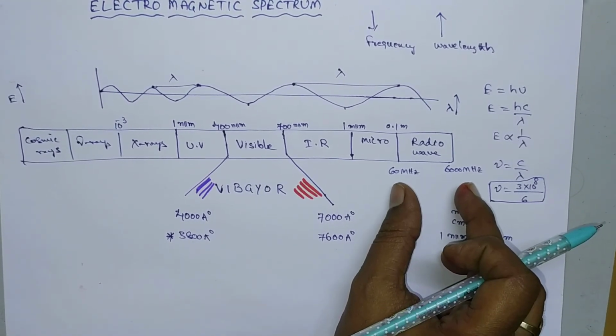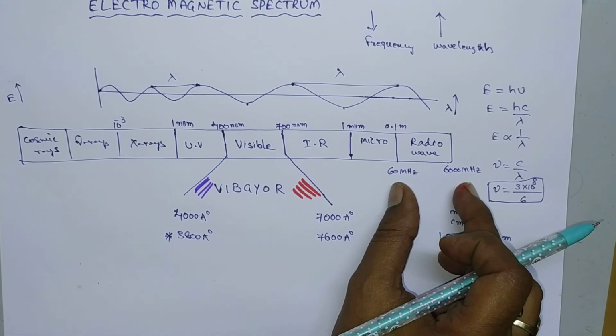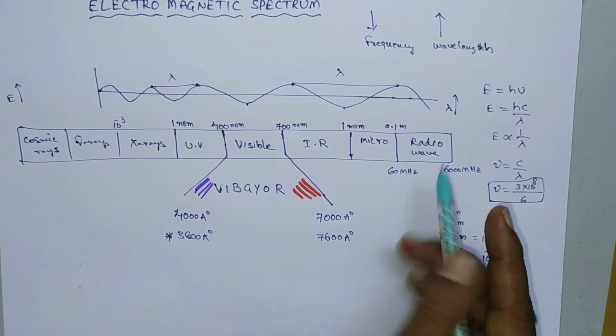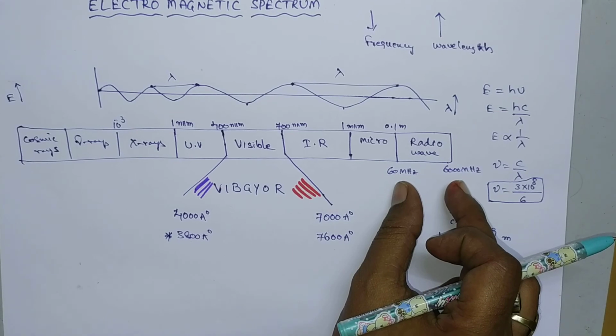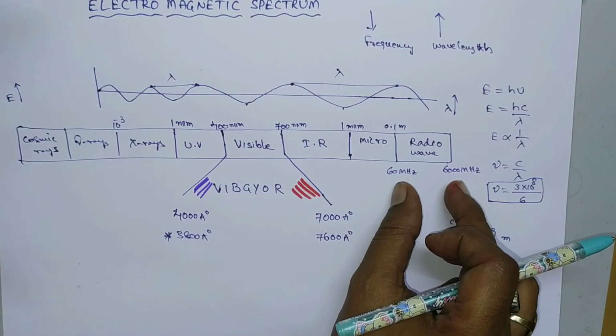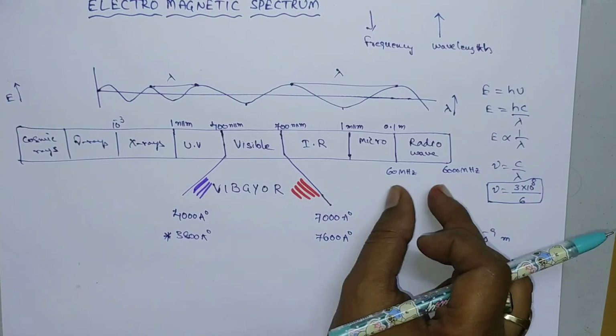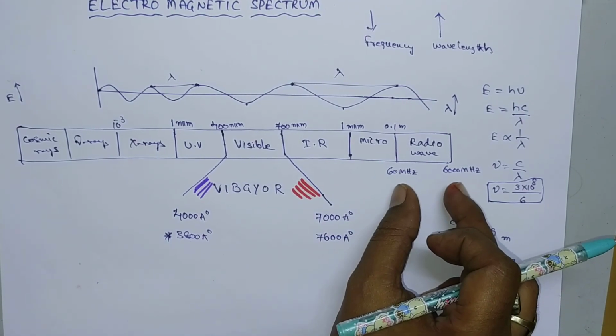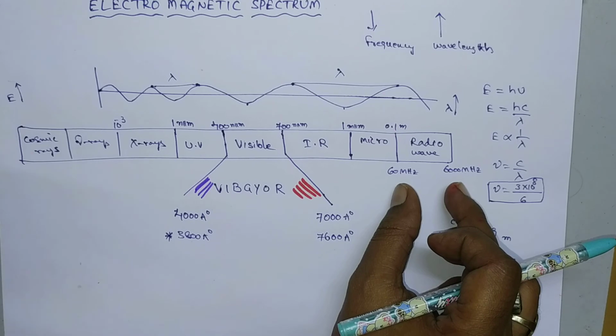Here Red FM consists of 93.5 or 98.5, so it lies within this range only, 93.5 megahertz frequency. So FM radio broadcasts in between these two megahertz values. So this is about the entire electromagnetic spectrum.